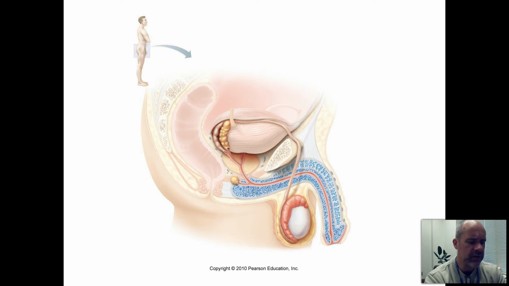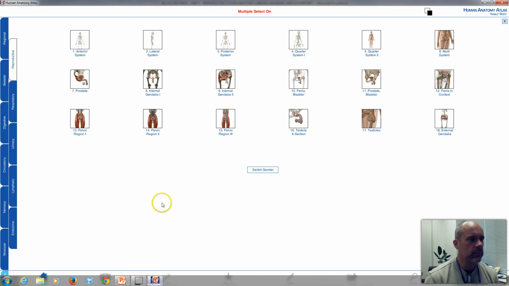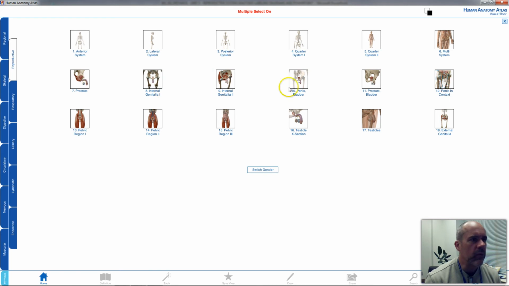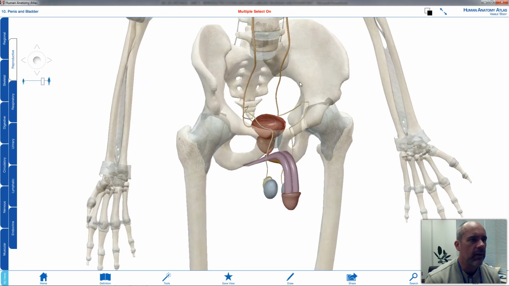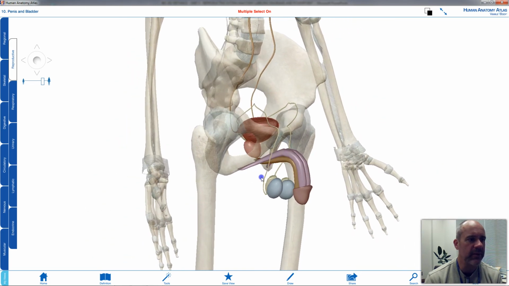All right, some other structures here. I think I'm going to go ahead and flip over to Visible Body and take a look at the next series of structures. We will bring up, all right, here are the male reproductive structures. We can see the skeletal system here, but the other organs of the abdominopelvic cavity have been removed so that we can see these structures that are important for male reproduction a little bit better.